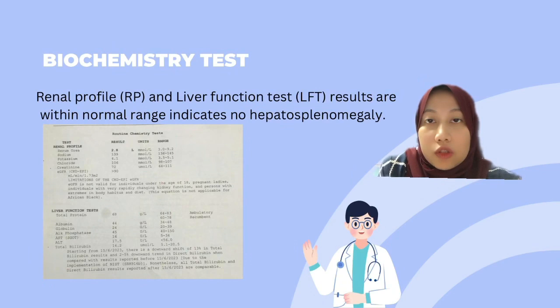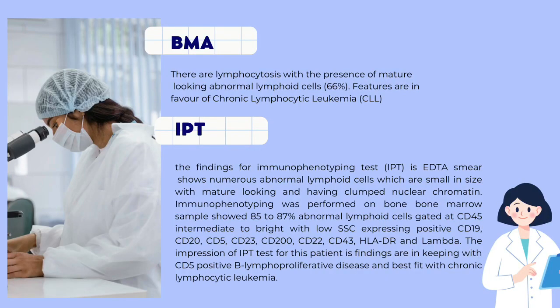For biochemistry tests, renal profile and liver function test results are within normal range, which indicates there is no hepatosplenomegaly. From all these results obtained from the screening tests, it was believed that this patient has a blood disorder, so a few tests were done to confirm the diagnosis, like bone marrow aspiration, immunophenotyping tests, and cytogenetic tests.